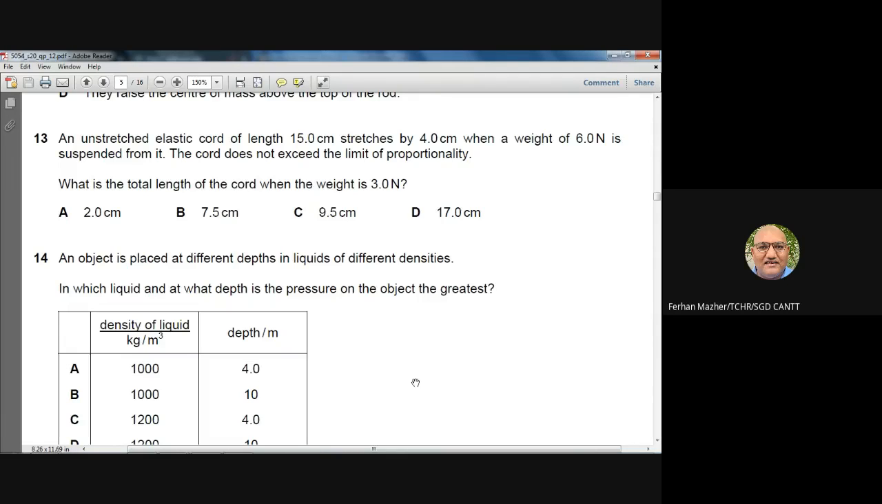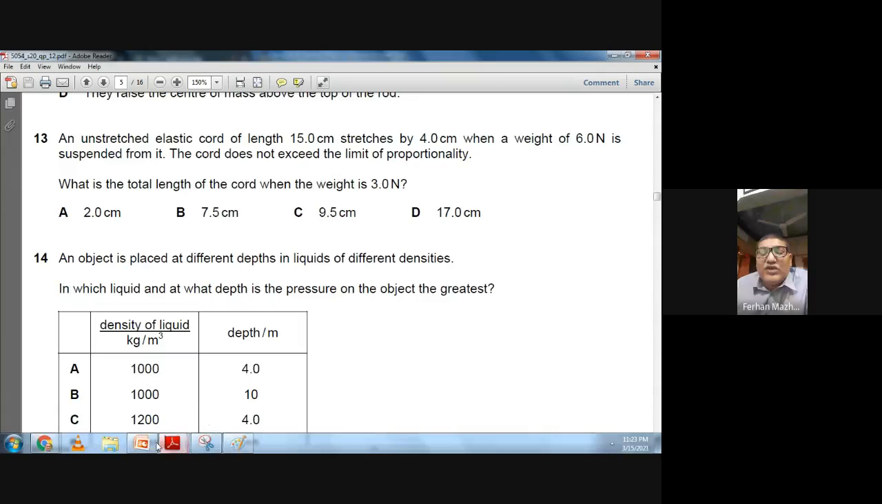Okay. When there is nothing hanging from the cord, the length is 15 centimeter. We call this L naught, the unstretched length. When you hang a load of 6 Newton, the extension is 4 centimeter. And he says, when I hang a 3 Newton load, how much will be the length? First, I will find out how much the extension will be. The length is equal to L naught plus extension.